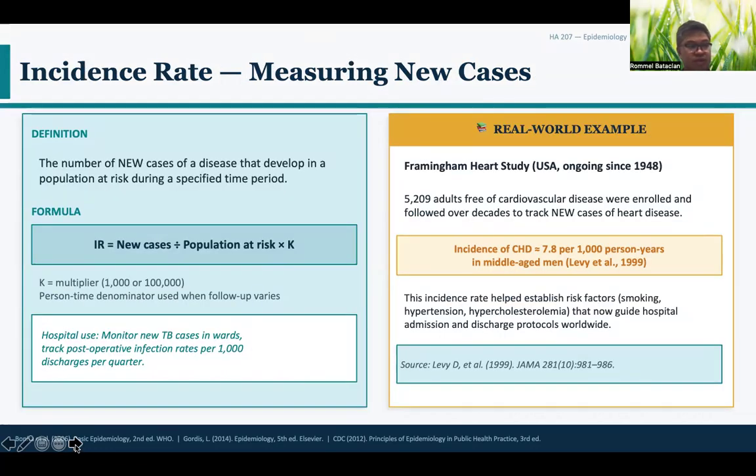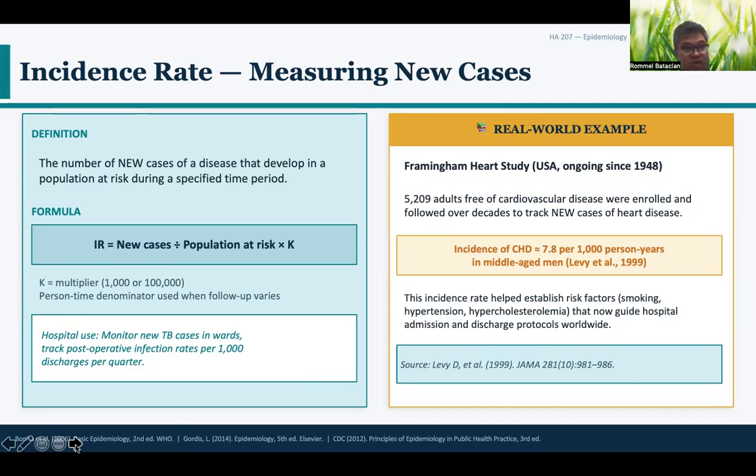So what are some of these rates? The first one would be the incidence rate, which is the most fundamental measurement that we will cover. In definition, it measures the number of new cases of a disease that develop in a population at risk during a specified time period.